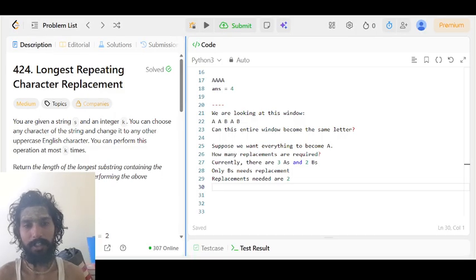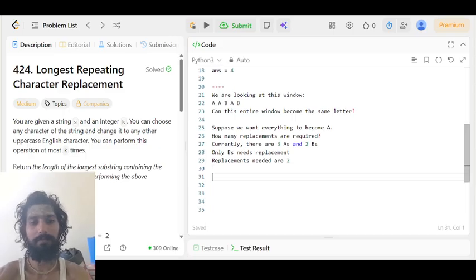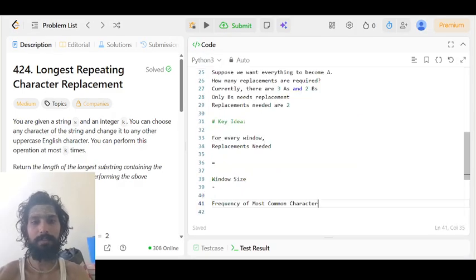Notice something important. We never replace the majority characters. We only replace all the remaining characters. This gives us our first key idea. So for every window, replacement needed equals window size minus frequency of the most common character.